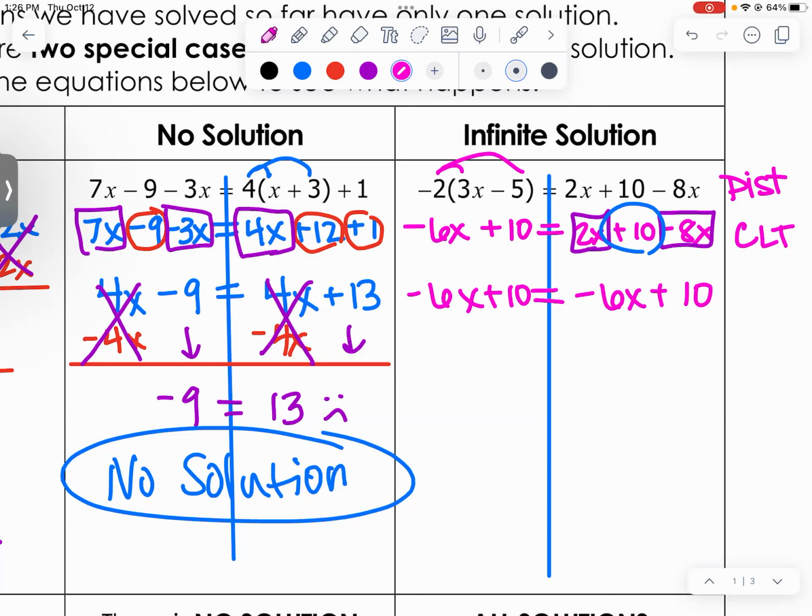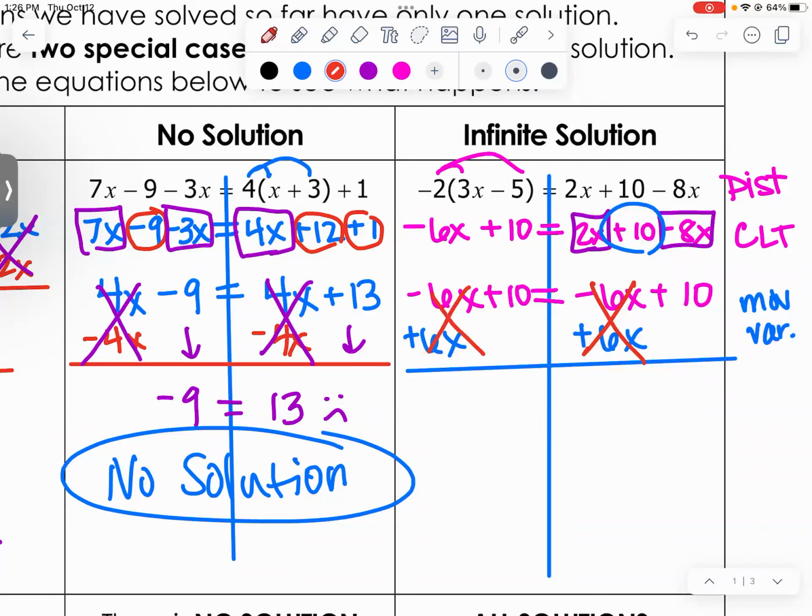Now I have variables on both sides. We have decided that we're going to take the variable on the right side and move it over to the left side. So Sophia, if I have this negative 6x, how do I undo it to get it to the left side? We add 6x. So we knew that these were going to cancel. What happens to negative 6x plus 6x? So we have 10 equals 10.